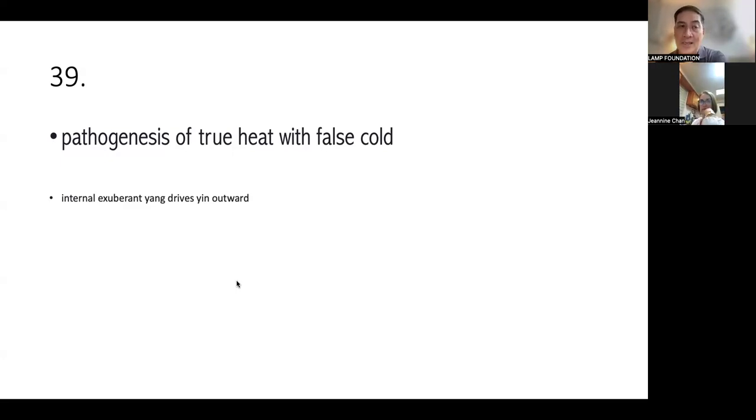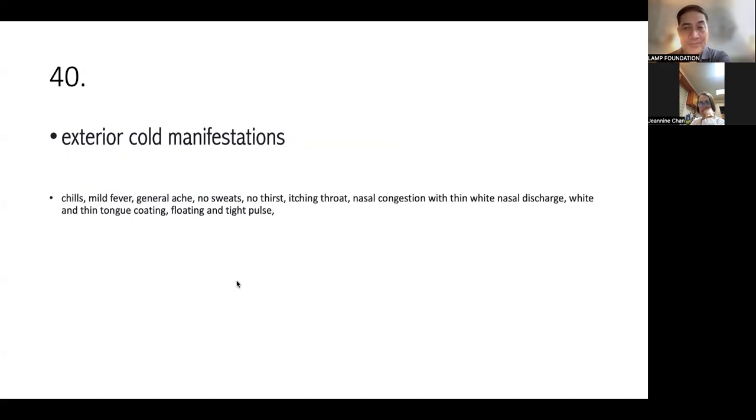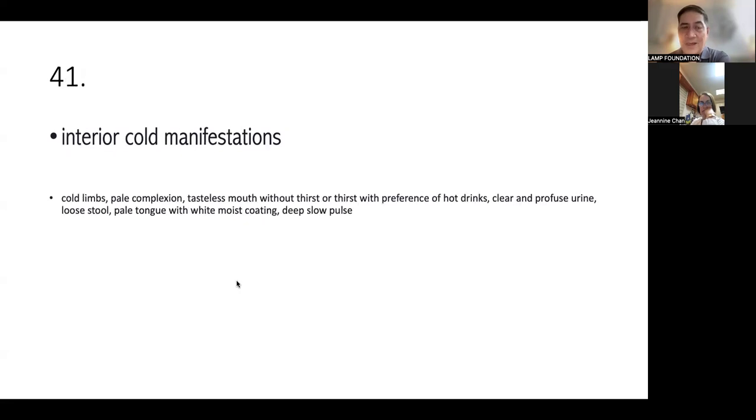Number 41. What are the manifestations of interior cold? Intolerance to cold, cold limbs, pale complexion, deep, slow pulse, pale tongue with white moist coating. You see, it's faster when you look at the tongue first, right? Profuse saliva.